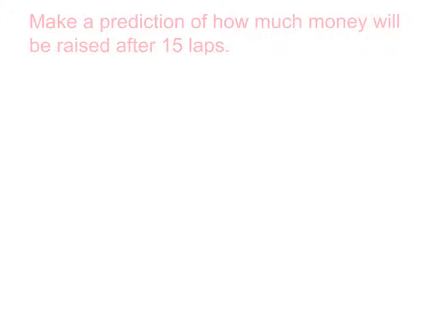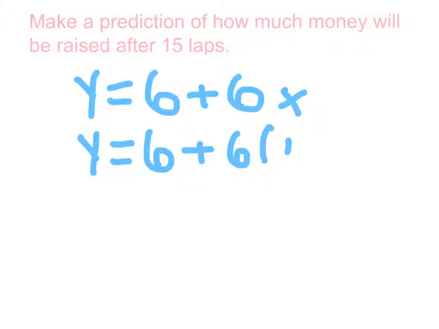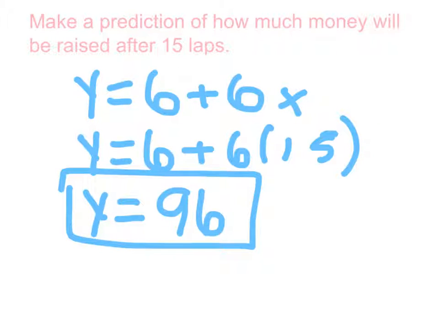So now we're going to make a prediction on how much money will be raised after Lily has ran 15 laps. So we're going to plug in our previous equation, which was y equals 6 plus 6x. And now we're going to do y equals 6 plus 6 times 15, because that's how many laps she's running. So after you've plugged it into your calculator, you will find that your answer comes out to 96, and that's how much money Lily will have raised after she runs 15 laps.